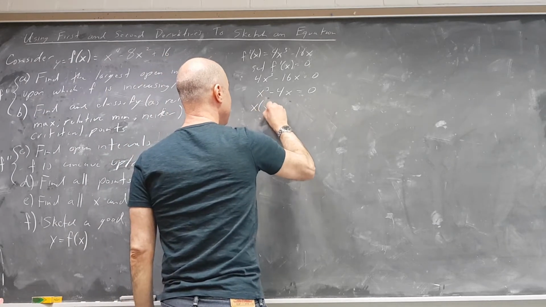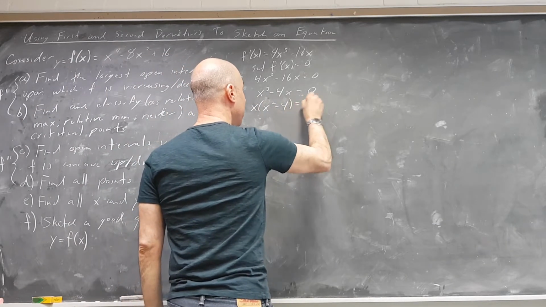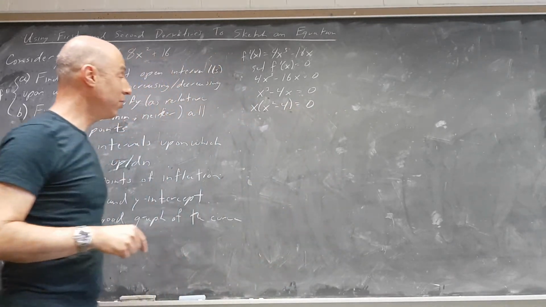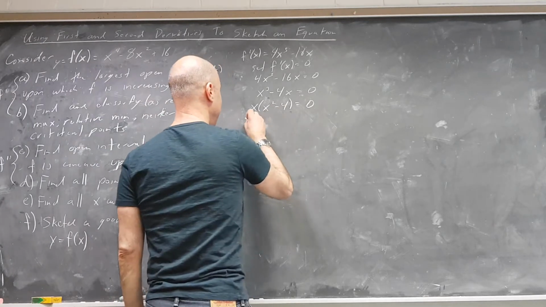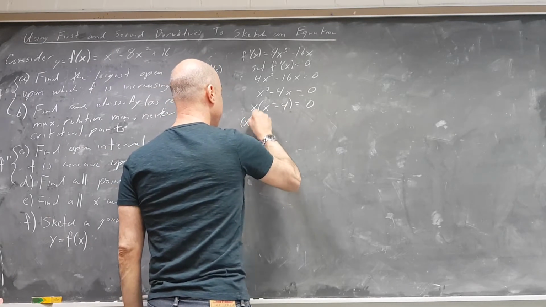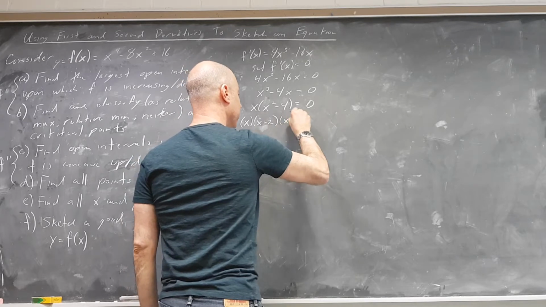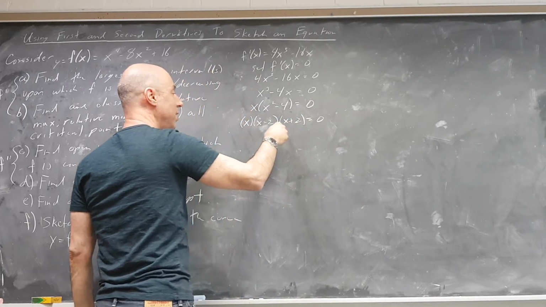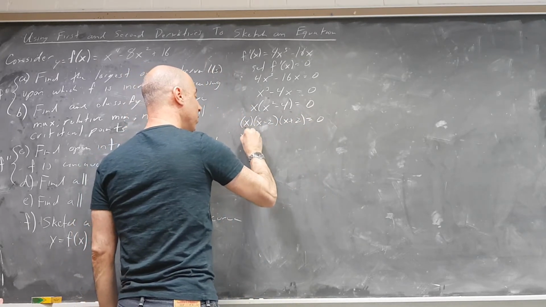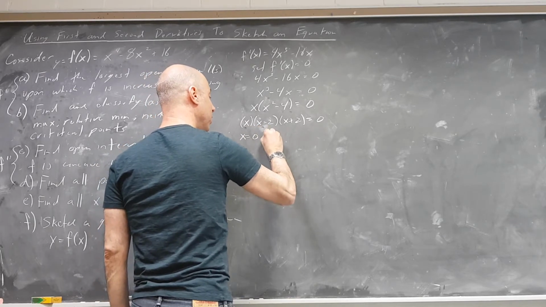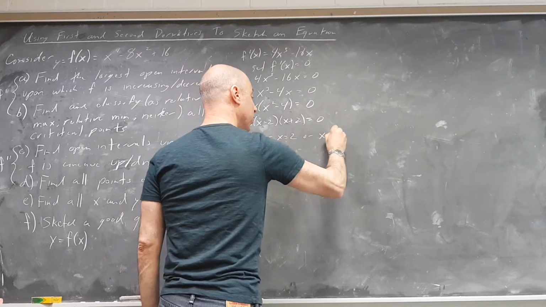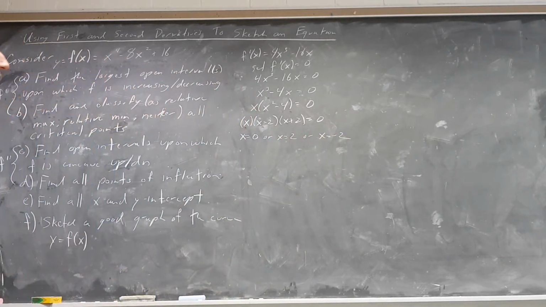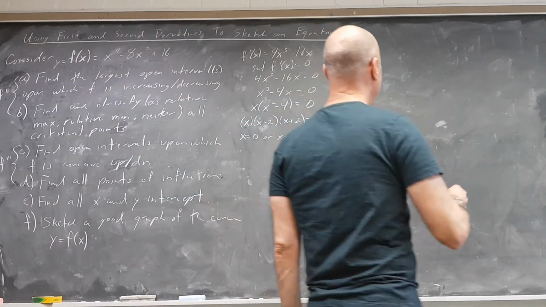We could have done that all in one step. So x times (x squared minus 4) equals 0. This thing certainly factors nicely. It factors as (x minus 2) times (x plus 2). So this thing is 0 at x equals 0, at x equals 2, and at x equals minus 2. Those are the three places where the first derivative equals 0. And I can go ahead and draw a sign chart.